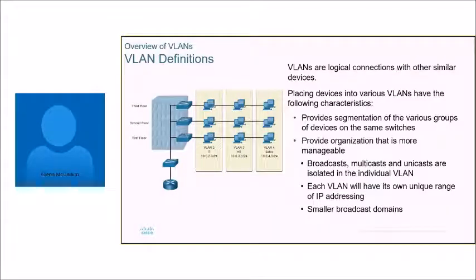So VLANs are logical connections with other similar devices. So placing devices in the various VLANs with the following characteristics. They provide segmentation of the various groups of devices on the same switches. They provide organization that is more manageable. So broadcast, multicast, and unicast are isolated into each individual VLAN. Each VLAN will have its own unique range of IP addressing. And the end result is you end up with smaller broadcast domains, which means traffic moves around more efficiently.